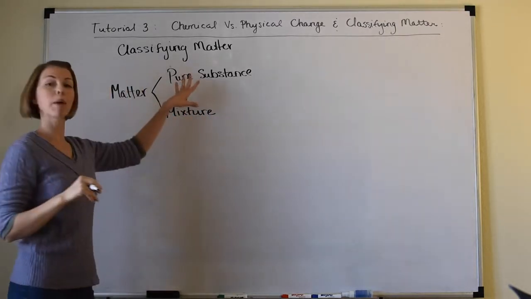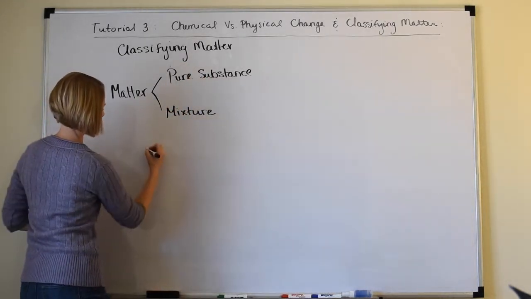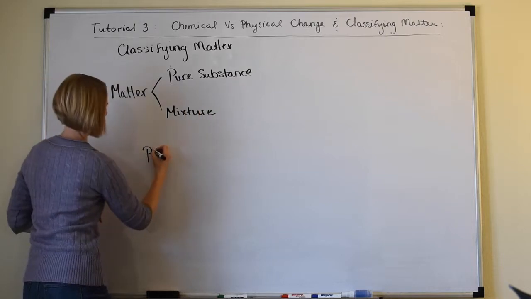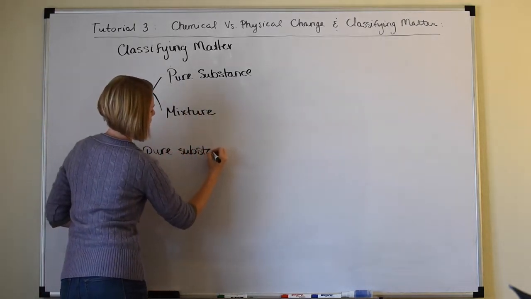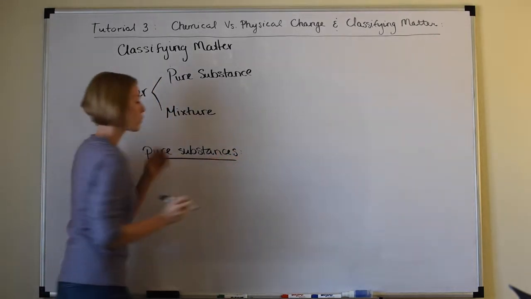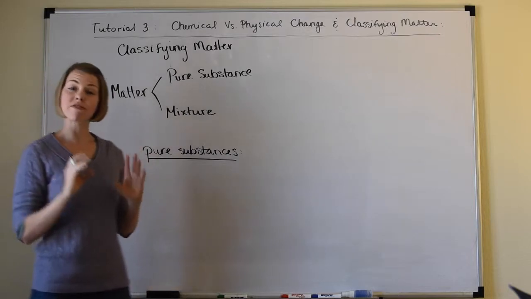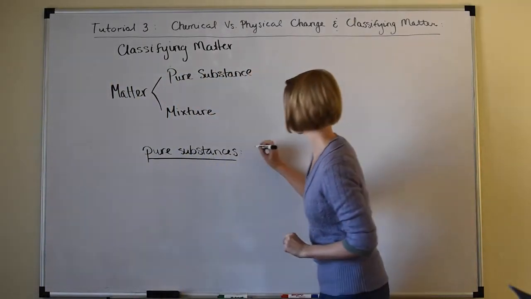Let's talk about pure substances first, and I'll put some definitions down below my flow chart as we go. Pure substances have a fixed composition and distinct properties.